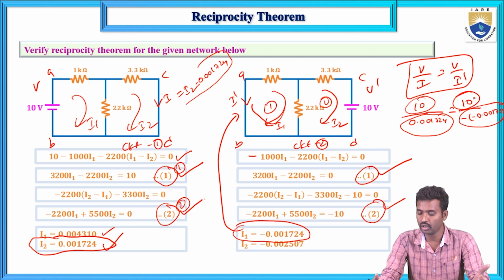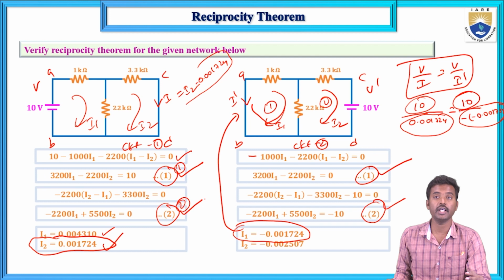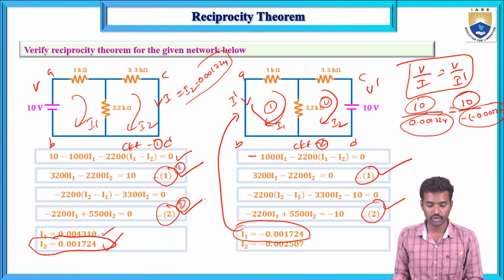Now here the excitation is the same, and the responses are also the same. The ratio is automatically the same. The ratio of response to the excitation, or excitation to the response, remains the same when positions of excitation and response are interchanged. That is the reciprocity theorem statement. So according to that statement, for this particular network, the theorem is verified.